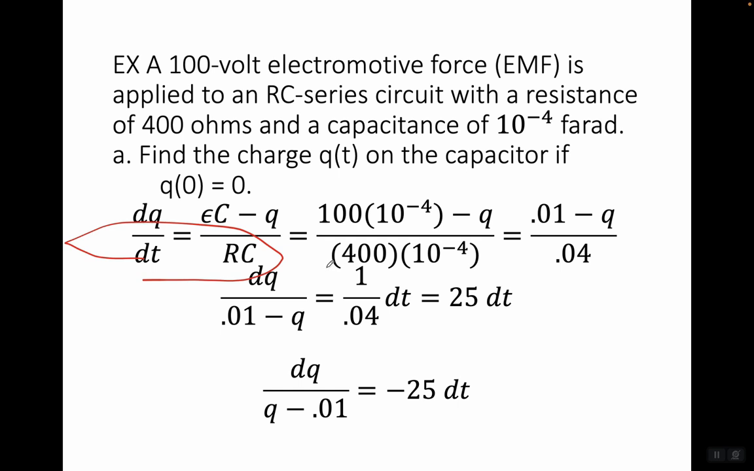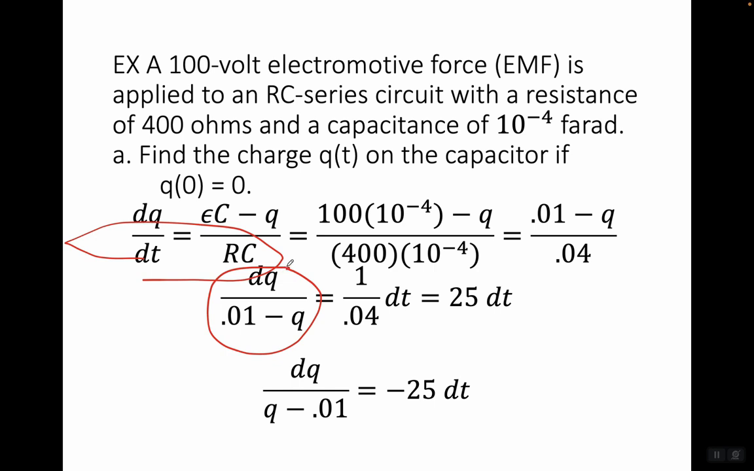Now, this is a separable differential equation. So let's separate it. We're going to get the Q's on the left side. We have dQ over 0.01 minus Q equals 1 divided by 0.04 dt. That's if we get the dt on the other side. 1 divided by 0.04 is 25, so we'll just write that as 25 dt.